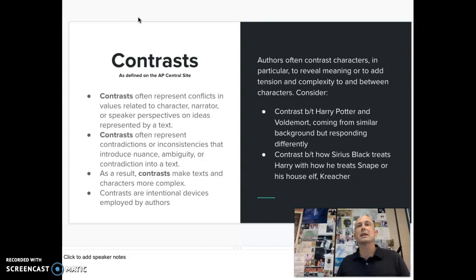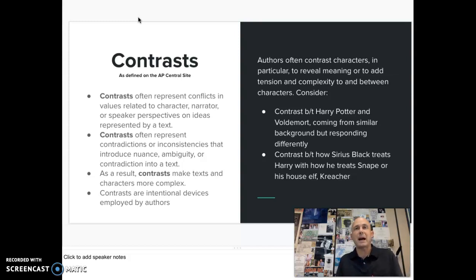So when you see things, like I put a couple examples here from Harry Potter. The contrast between Harry Potter and Voldemort: they came from very similar situations, similar backgrounds, but they chose to respond to those same beginnings in very different ways. So obviously that's a contrast that we can see with characters, or you can even see it within the same character. Inconsistencies with how a person will treat one character over another character.